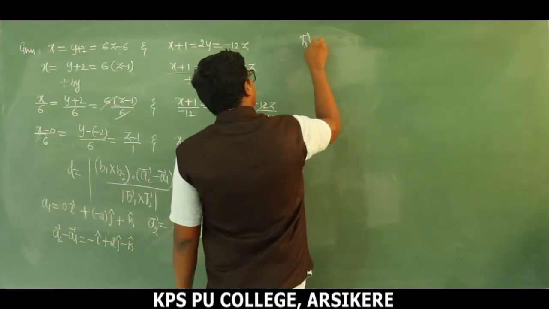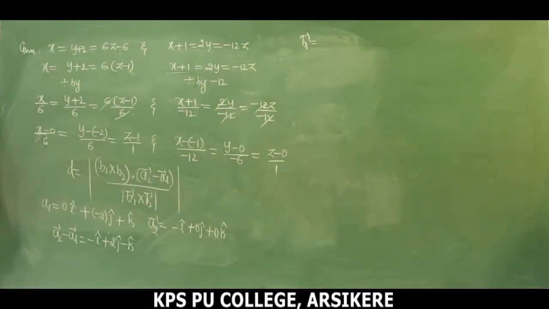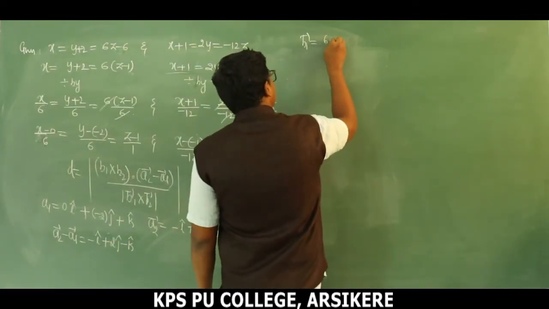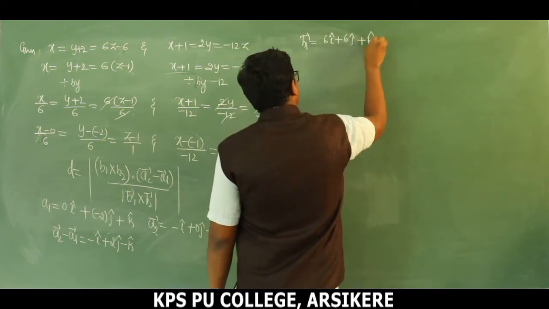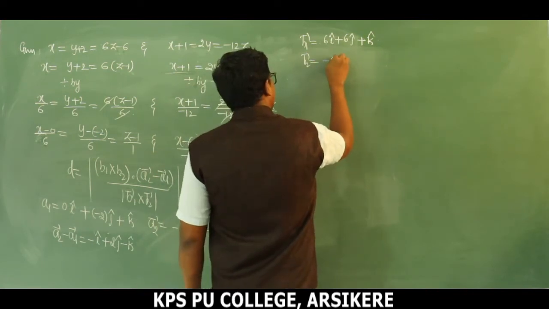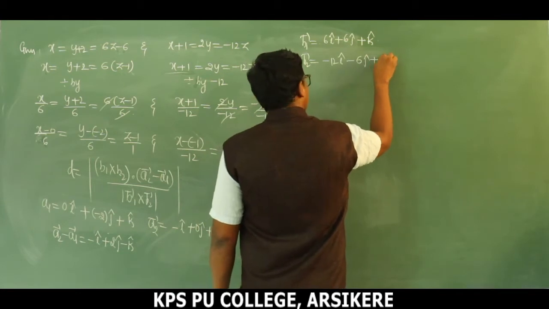Then vector b1 is nothing but a1 into i cap plus b1 into j cap plus c1 into k cap. These a1, b1, c1 are the direction ratios of the first line, that becomes 6 into i cap plus 6 into j cap plus k cap, and vector b2 is minus 12 into i cap minus 6 into j cap plus k cap.